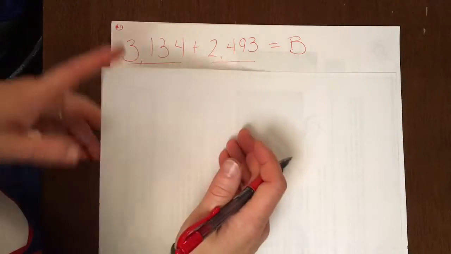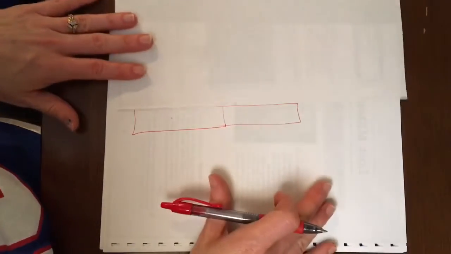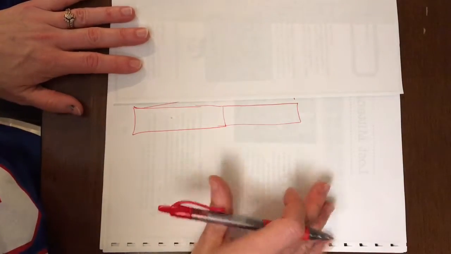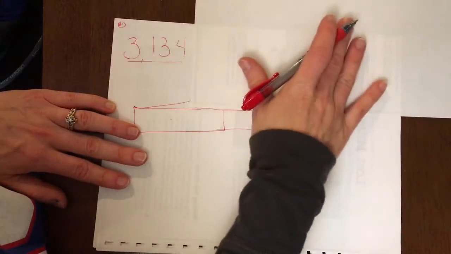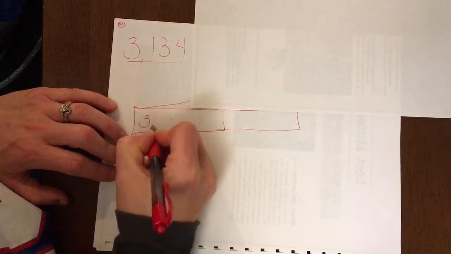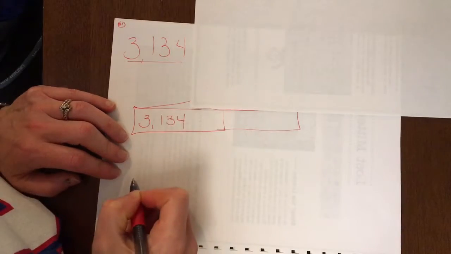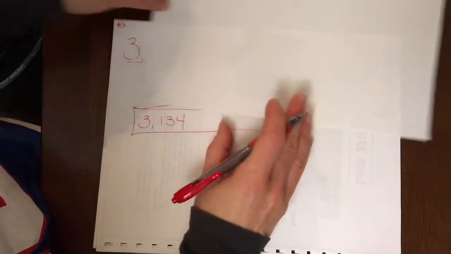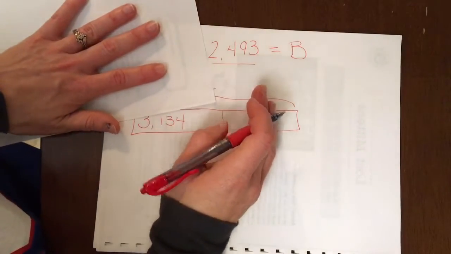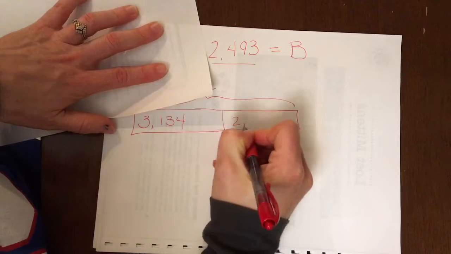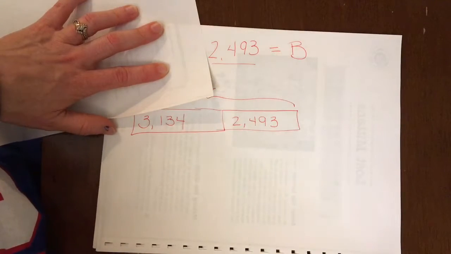So what I have here is I have created a tape model. So let's look at this tape model. So I have 2 parts, part 1, part 2. The first part is going to have this number in it, 3,134. Please do this along with me. The other part is going to have this number in it, 2,493. Make sure you have those numbers down.